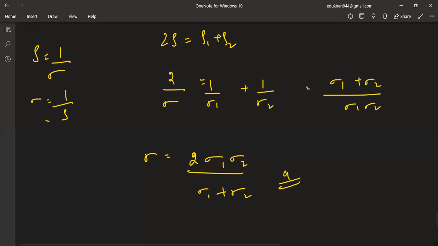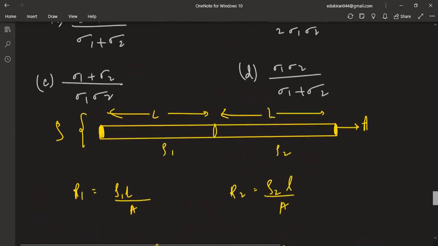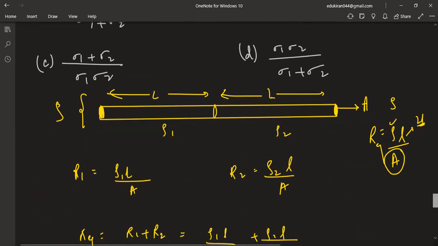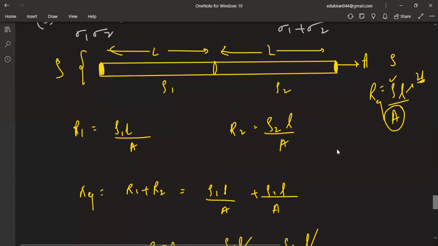It was option A. Those who were committing mistakes, you must have not taken R equivalent. R is rho L by A. So net area of cross section will remain same. Resistivity we do not know, so we took it as rho. And length is double, 2L. So R equivalent also you have to substitute in this way. Those who haven't done it are getting option C. Note it down. Any doubts you have, get it clarified.